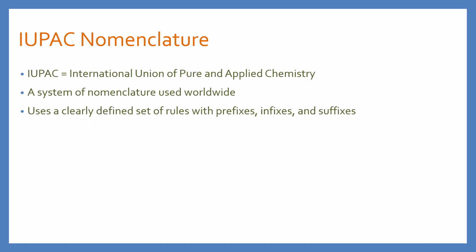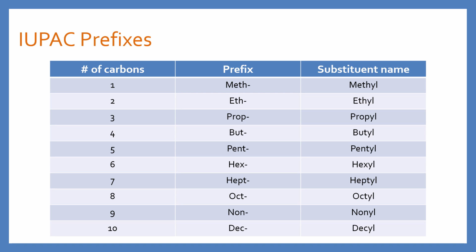Now the next thing we need to talk about is IUPAC nomenclature. IUPAC stands for the International Union of Pure and Applied Chemistry. This is a system of nomenclature that is used worldwide. It uses a clearly defined set of rules with prefixes, infixes, and suffixes. We're going to look at the prefixes first. So the prefixes tell us how many carbons are present in the compound.